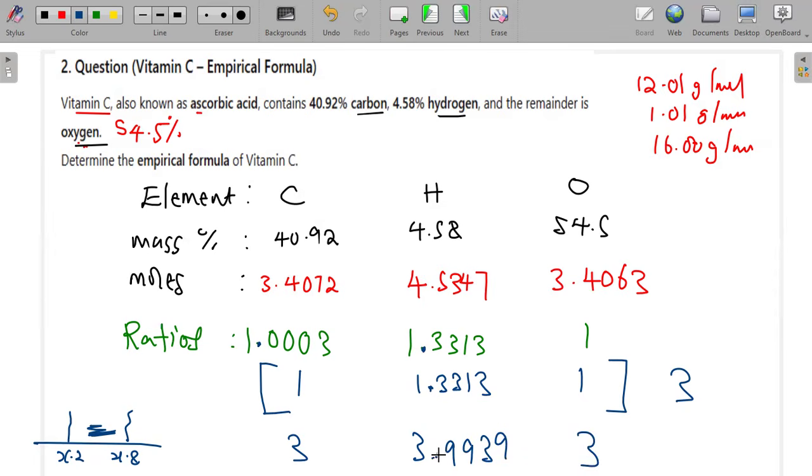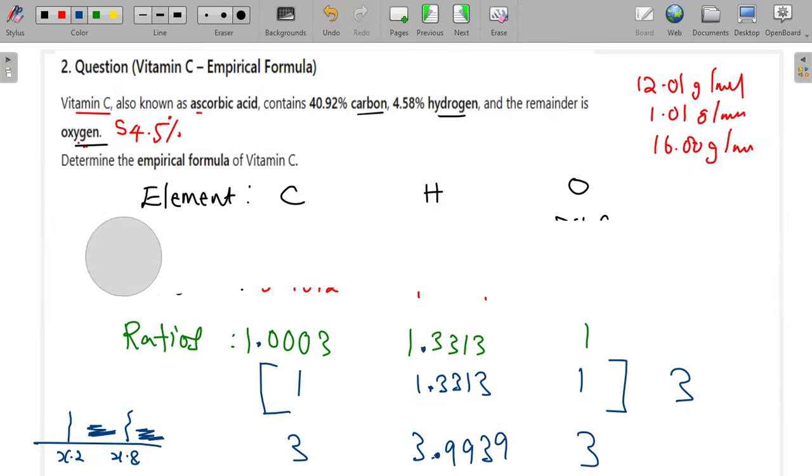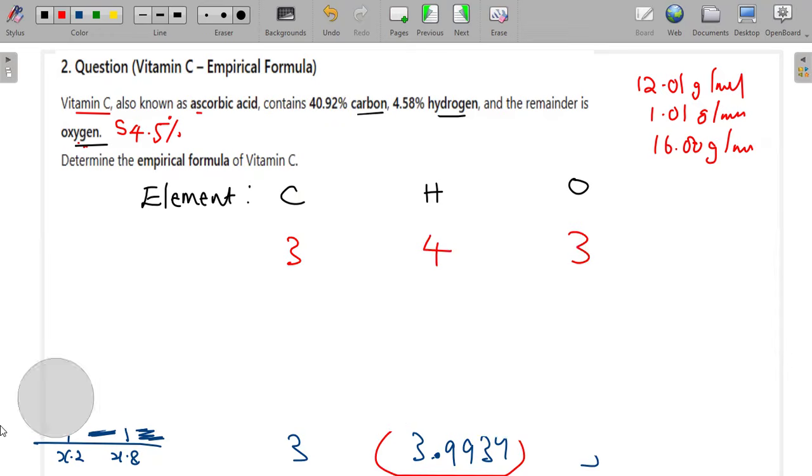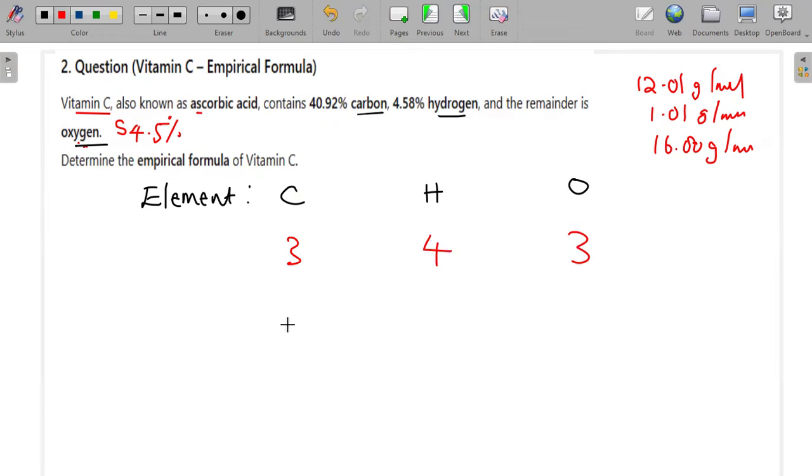Okay, so you see now that the number that I have here, I can round off this guy here because it's greater than what? x.8, because this is 0.9. So I can round off that. So my ratios there will just be, this one will be 3. This one, when I round off, will be 4. Then this one still remains 3. Okay, so that will be my empirical formula there. It should just be C3H4O3. So this is my empirical formula here.